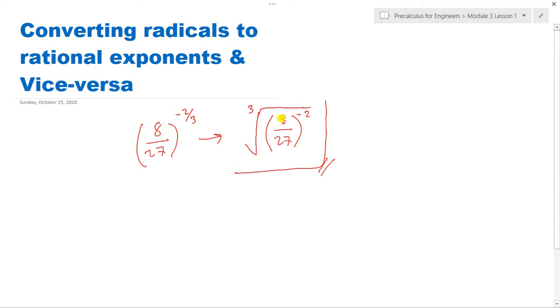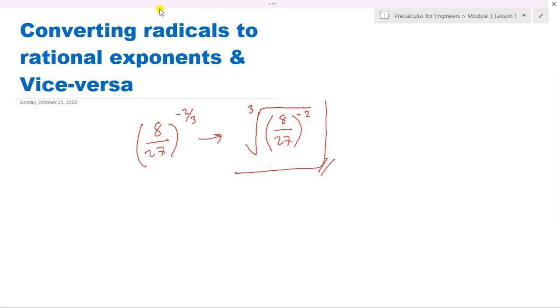Or you can simplify this. Kasi yung 8 magiging 2 cubed, 27 magiging 3 cubed din. So therefore, meron siyang maka-cancel out. But for this purpose, nagko-convert lang naman tayo ng kanyang form. So therefore, this would be our answer for our conversion.